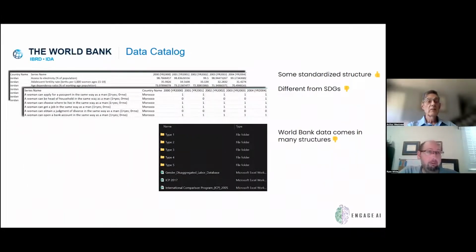Just to show you the difference, the World Bank has its own data catalog. It has some standardized structure, but they have a lot of different versions of their structures. So when you want to pull all that together, that adds to the work. And it comes in many data structures. This is just me sorting them into types of structure they have so that I could manually go write new code to clean up each one. So that's what a lot of the work looks like.